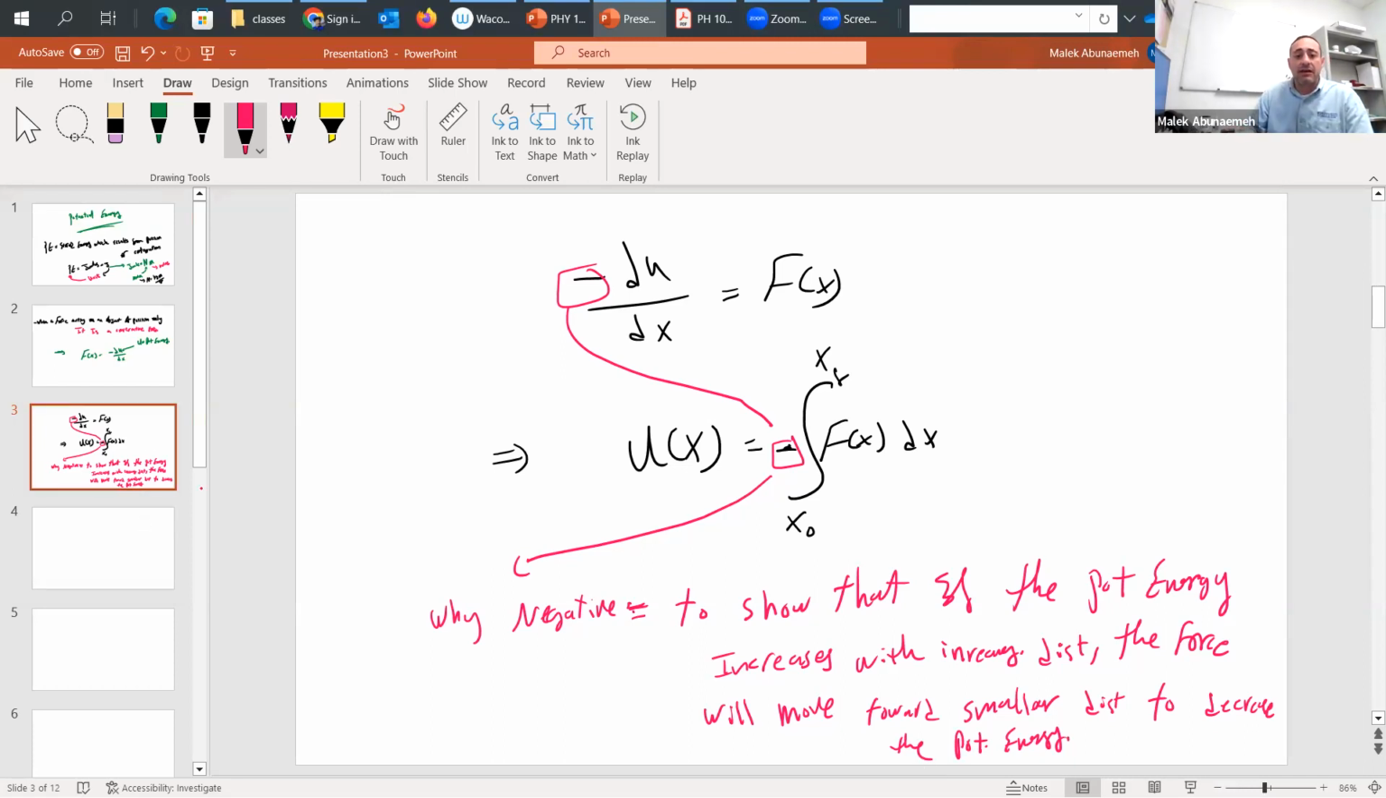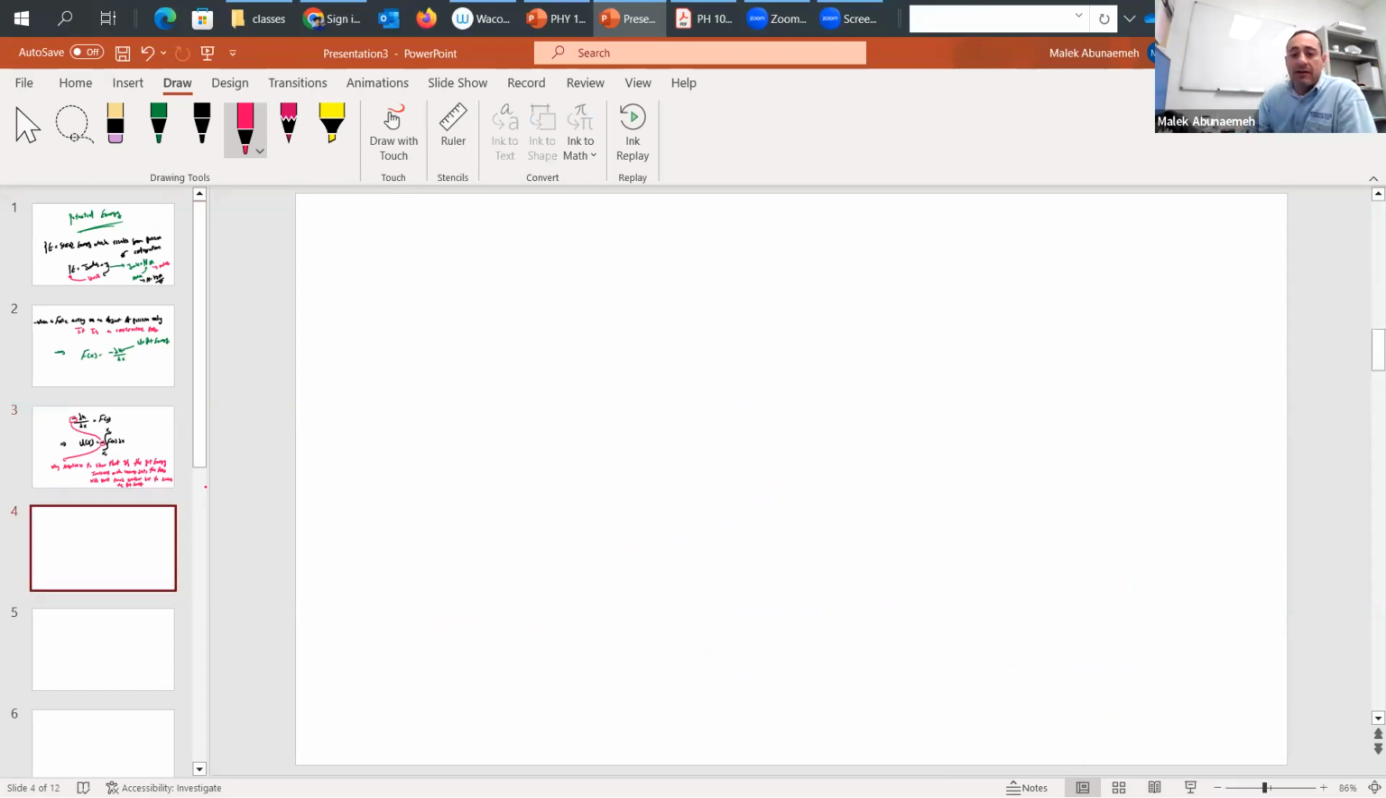So when we talk about this, we're talking about your r vector, which is your x, y, and z. So we can say that the potential energy is going to equal minus the integral from r initial to r final of F dot dr.